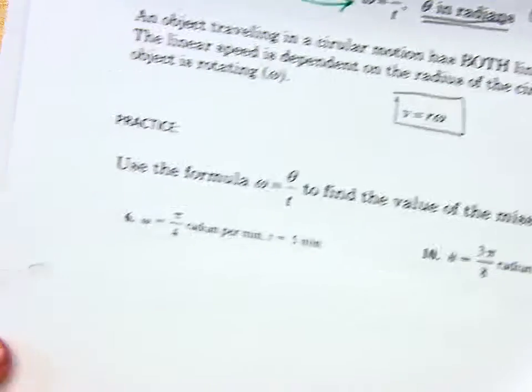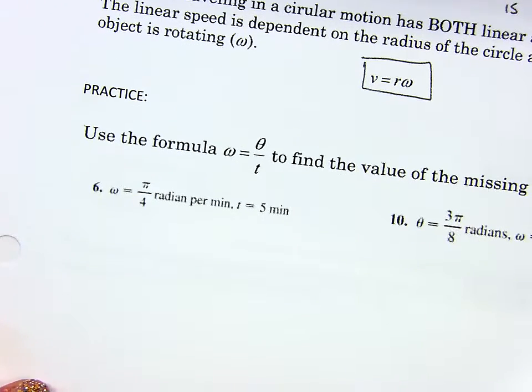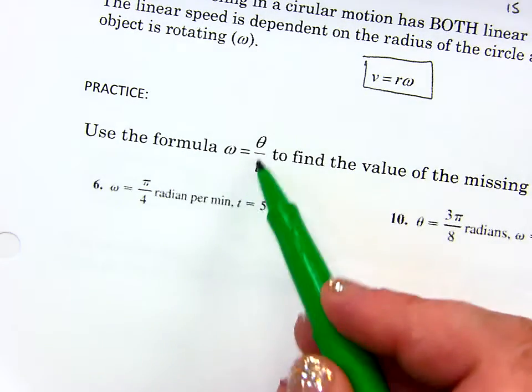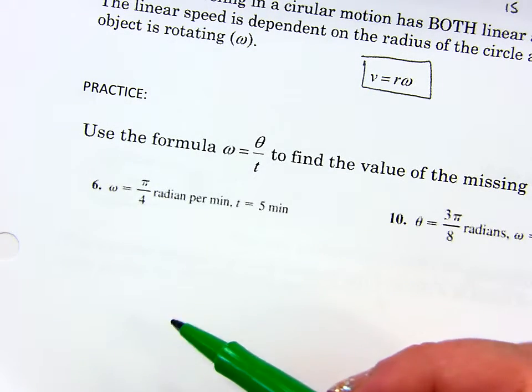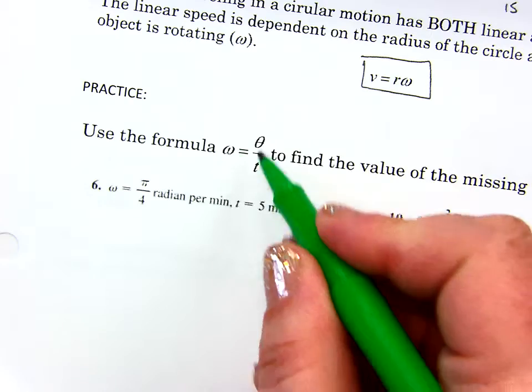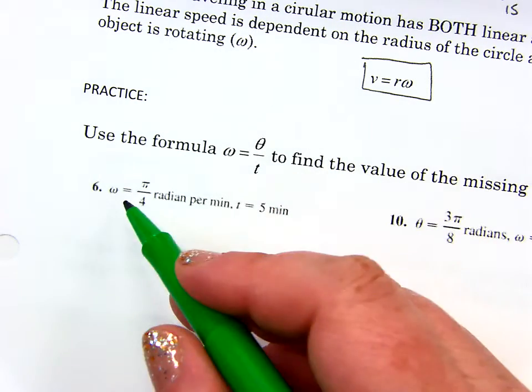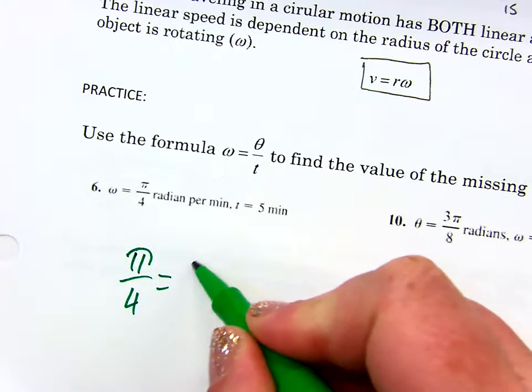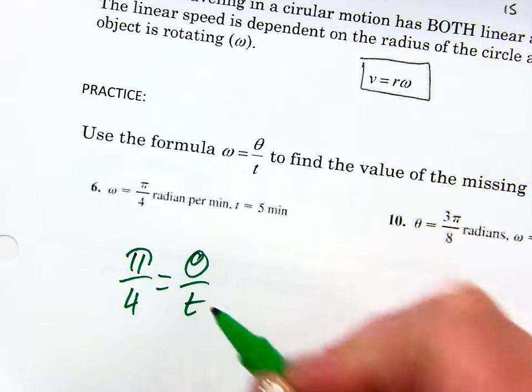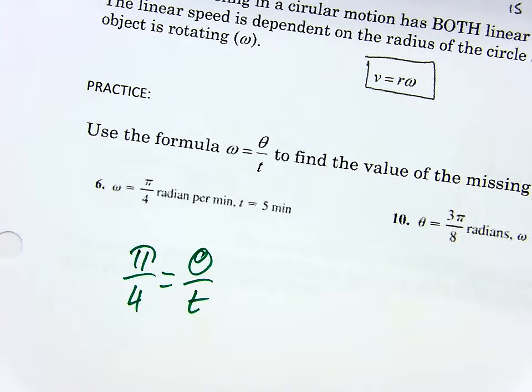Now, on the practice here, they even told you what formula to use. So if you're looking at this homework, use the formula omega equals theta over t to find the value of the missing variable. Okay, I should be able to do this easy peasy. If I'm using this formula, and I know that omega is pi over 4 and it's equal to theta over t, all I have to do is solve for theta. What would you do?